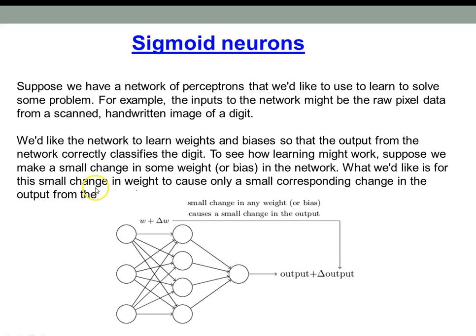What we'd like is for the small change in the weight to cause only a small corresponding change in the output from the network. Okay, we don't want a small change in W to result in a big change everywhere else, because it's not going to work well. If just a small change in W makes a big change everywhere else, then it's unlikely that our network will be able to do the right job of classifying. So we want a small change in W to result in only a small change in the output. All right? Everyone follow so far?